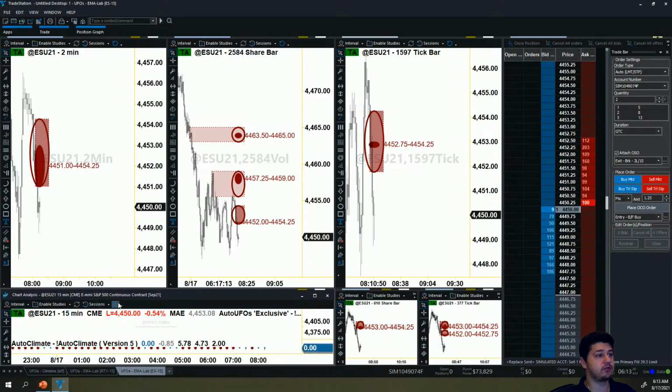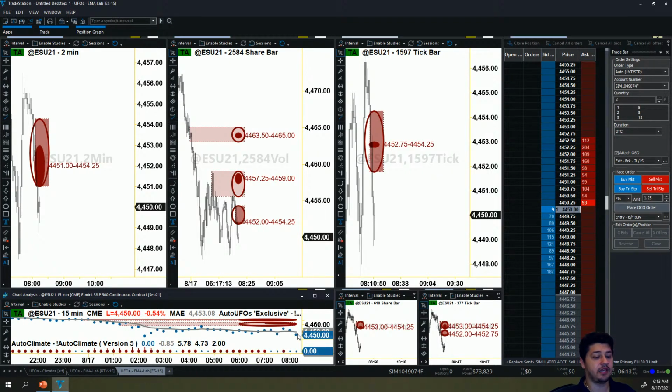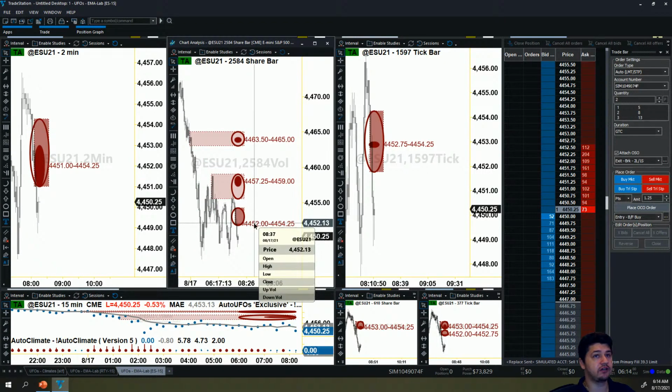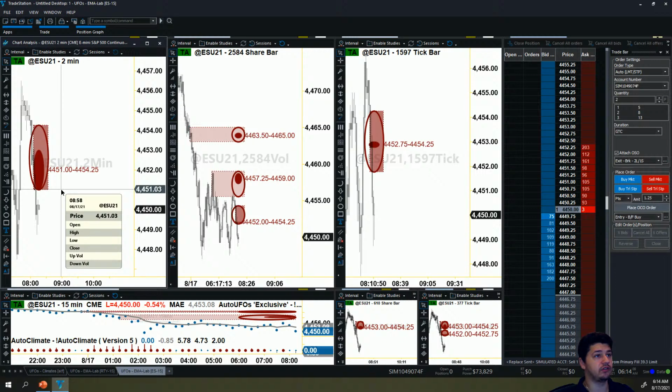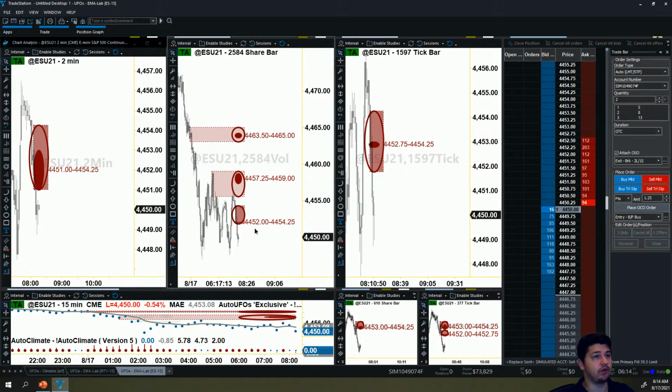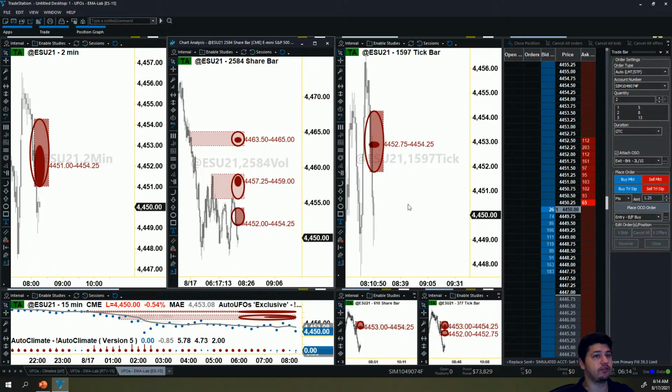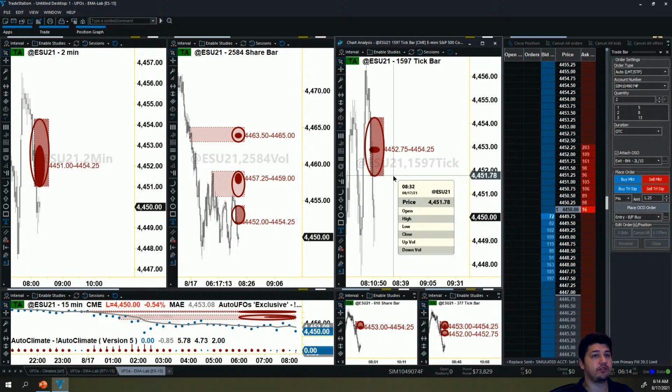So let's see where we would land if in about 2 minutes from now we get a confirmed down climate. So 44.53 is the current moving average value, which is within this UFO right here. However, we do have multiple UFOs actually showing the same kind of situation. So that means we could enter on any one of these: 44.51, 44.51.75.